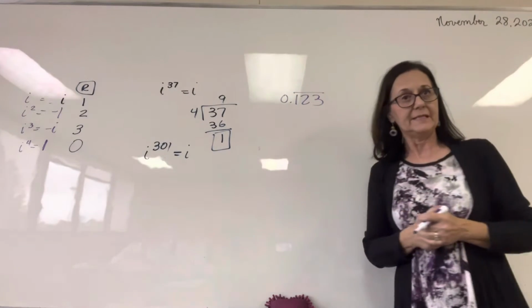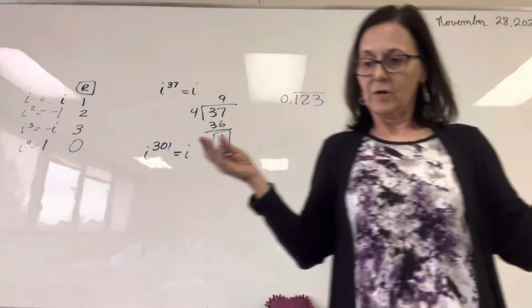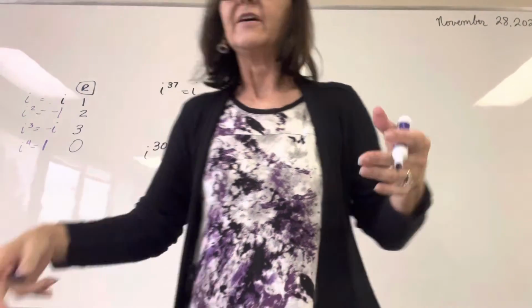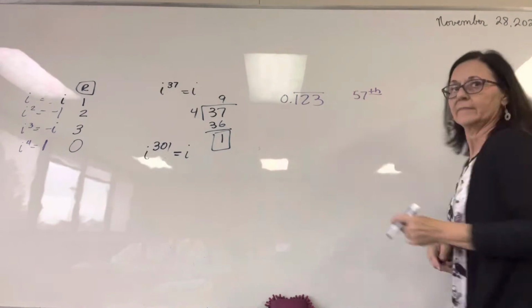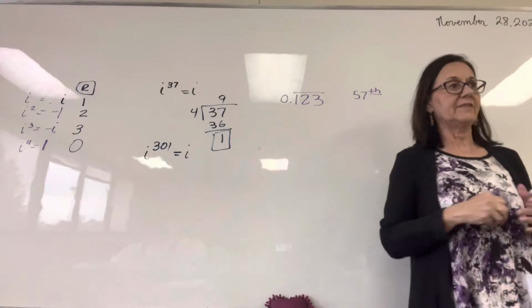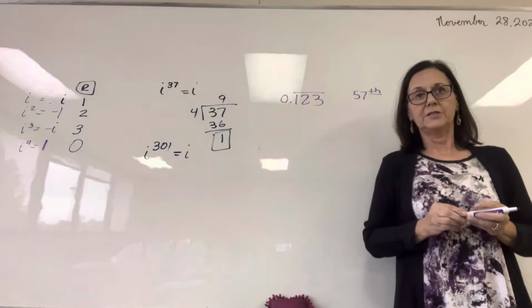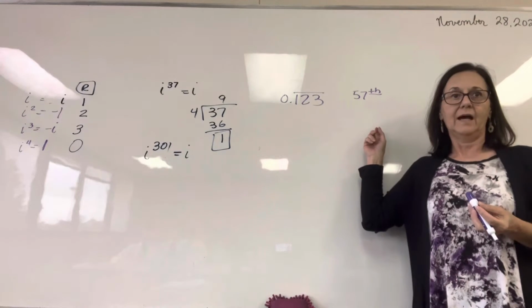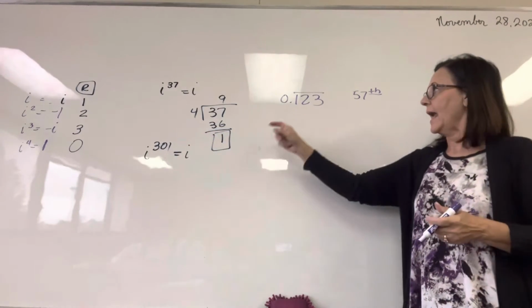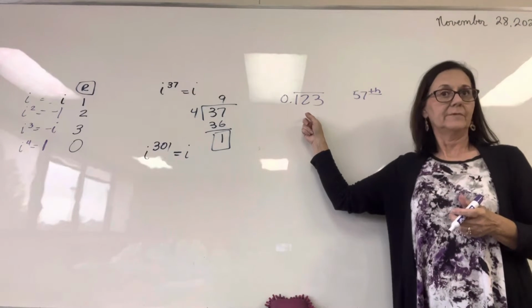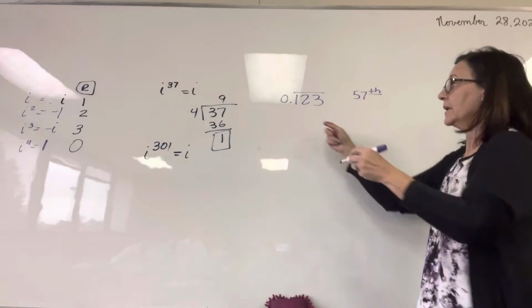What if I have repeat decimals and I want to know what is the decimal? I actually wrote this down. What is the 57th decimal place? Why do you think I'm teaching you this? I've seen this on the ACT. It's the same concept. How many are in the pattern? 3. What am I going to divide by? 3.